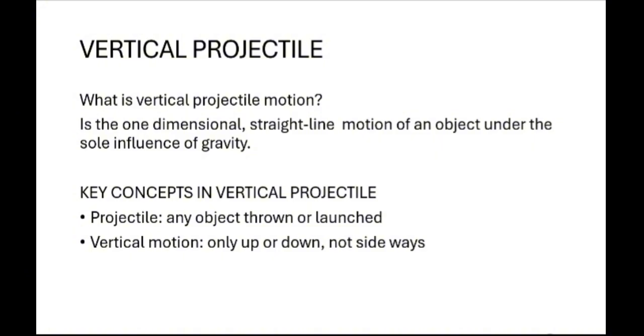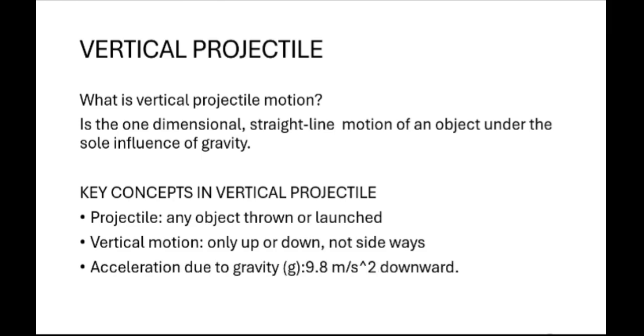Now the second part is the vertical motion, whereby we consider up or down. For now, we're just going to consider up and down because sideways is not common in the exam papers. Then the last part, which is acceleration due to gravity. This one we already know is 9.8 meters per second squared. Always acts downwards. Don't make the mistake of considering it acting in a different way.